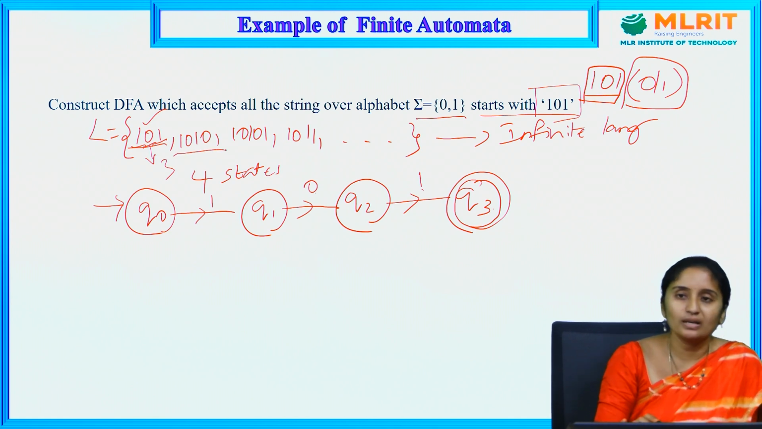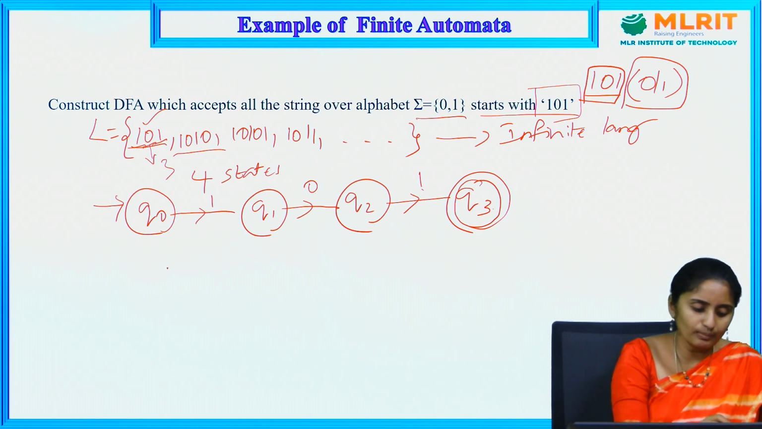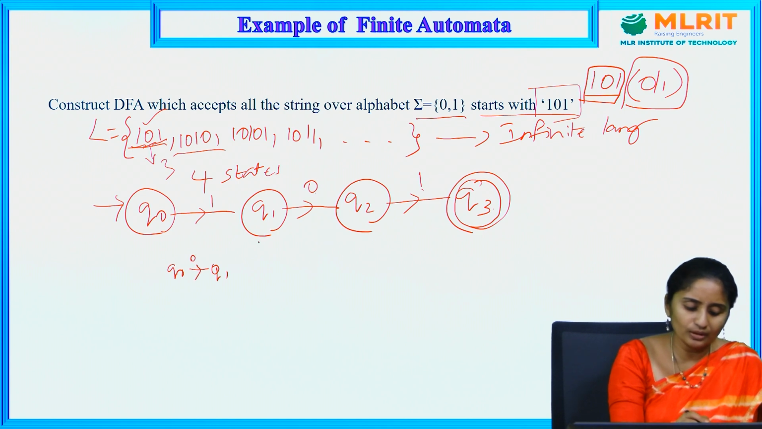The next one is 1, 0, 1, 0. Let me check it. 1, 0, 1, 0 should be accepted. It is having 1, 0, 1. Let me plot it here. Q0 on 1, sorry. It is moving to the Q1 state. Next, Q1 on 0. It is going to the Q2 state. And Q2 on 1, it is going to the Q3 state.